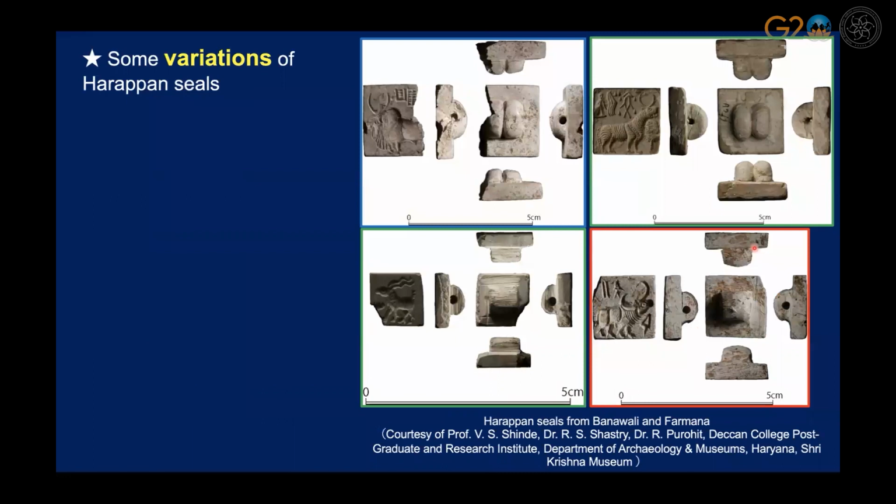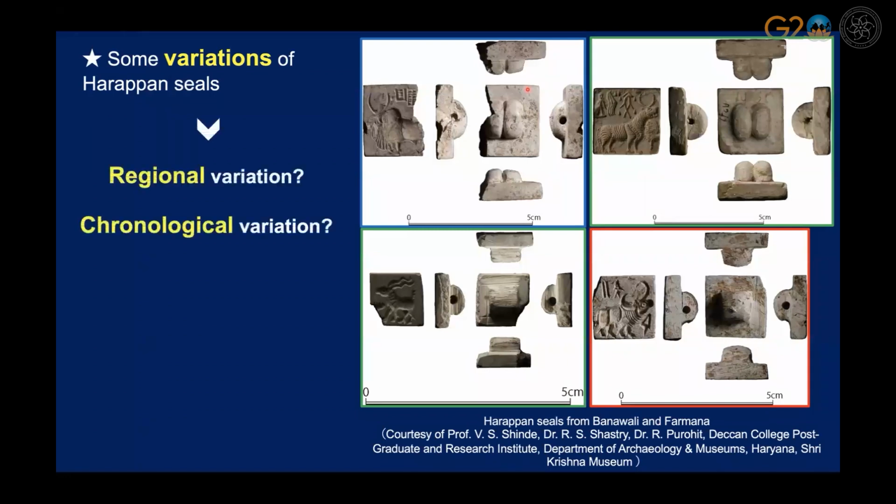It's no surprise that we can recognize some variation within the Harappan series. This series has a left-facing animal motif. This series has a right-facing animal motif. And the shape of both is also different, etc. This variation means regional variation or chronological variation.